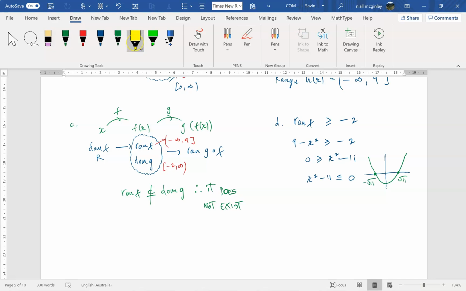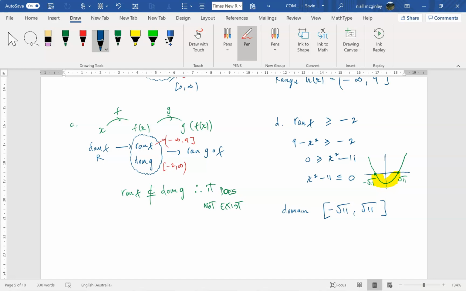And then what I'm looking for here is whether it's less than or equal to 0, and therefore it would be this section here. So that means that my domain must change between negative root 11 and root 11, and it would include the values because we're including them for 0. So if you did it the other way, you could do it like this.